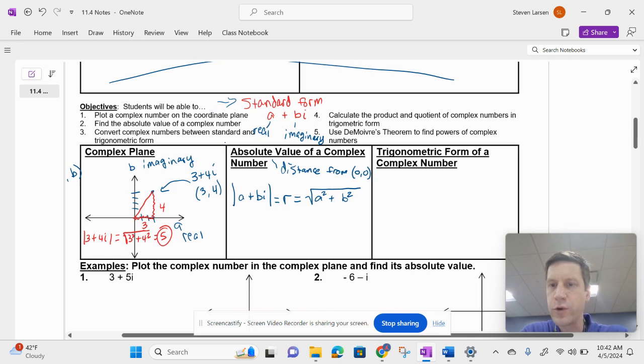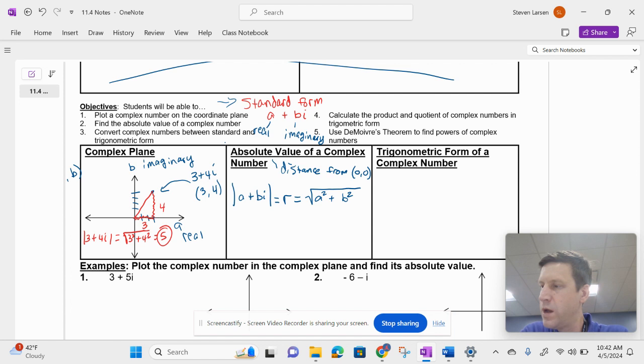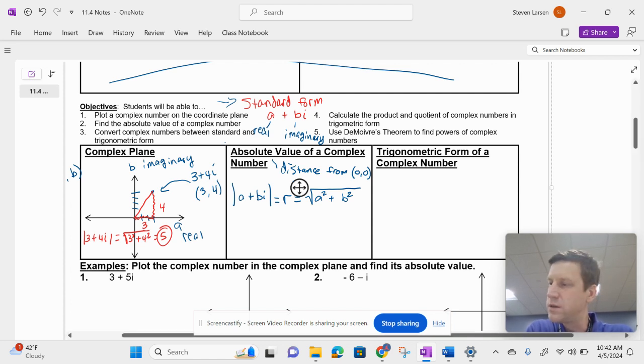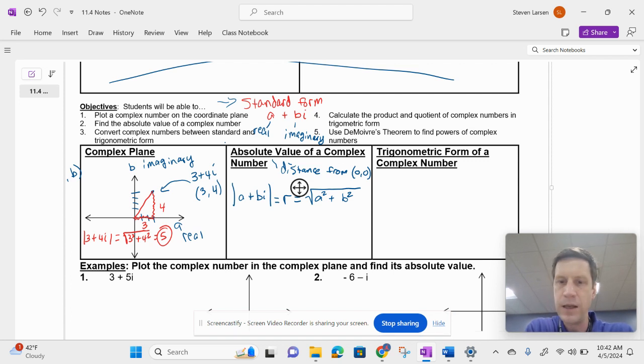All right, let's talk trig form. Trigonometric's kind of a mouthful, so I usually just say trig form. Trig form of a complex number. I'm going to write this as, let's see, I need r and I need theta. We just went over how to solve for r. Let me talk about how to solve for theta.